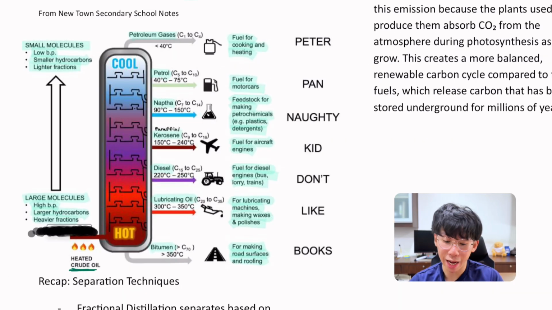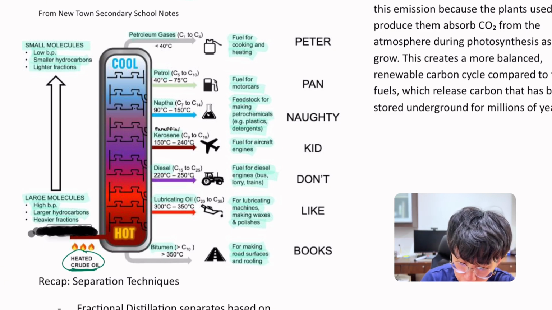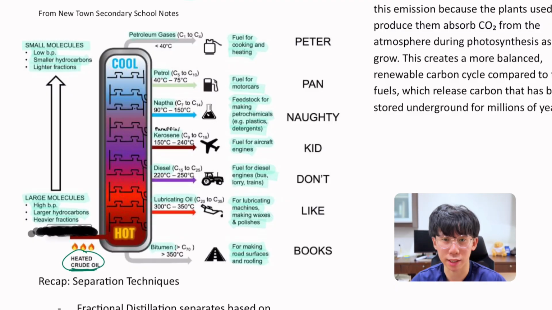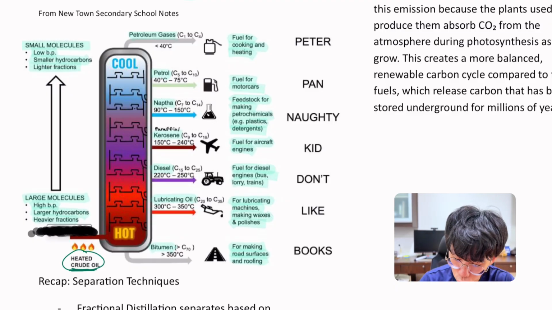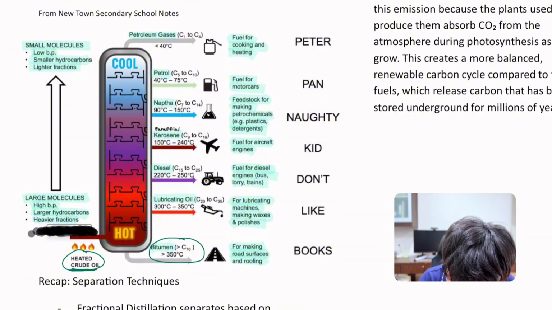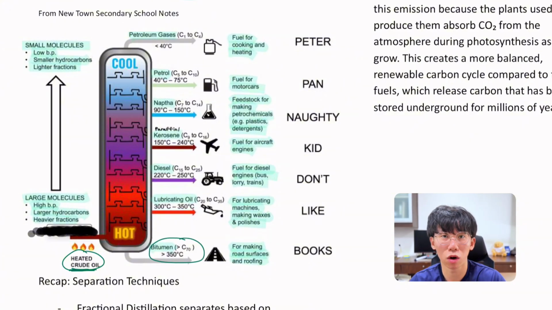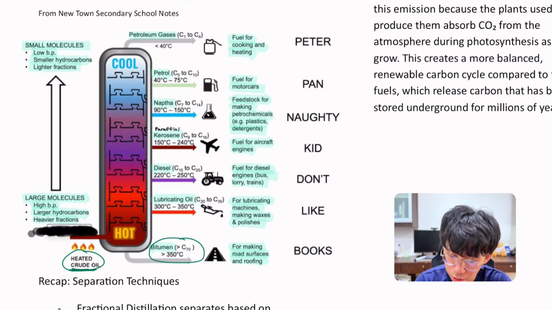Here is an example of a diagram of the fractionating column that is used in fractional distillation for petroleum or crude oil. The heated crude oil is coming in from the bottom and it's going to be the hottest. Here is where the longest carbon chain hydrocarbons are going to end up, because they have the highest boiling point. Here we can find bitumen all the way at the bottom. This is usually used for making road surfaces and roofing.